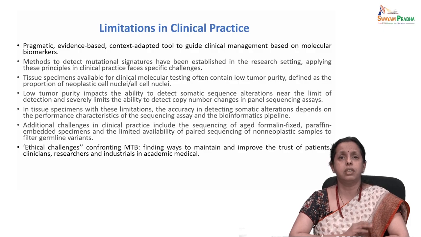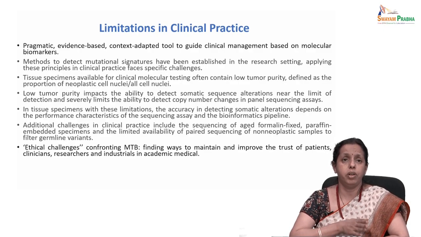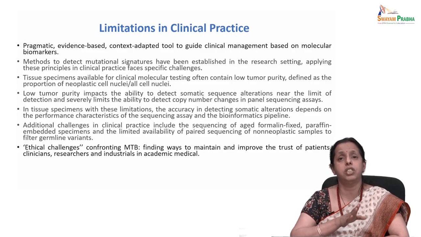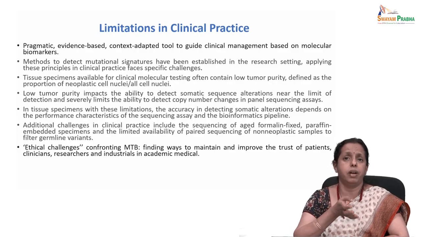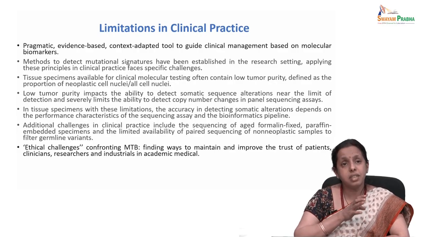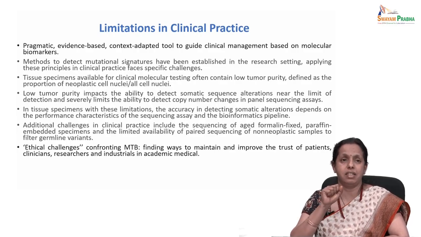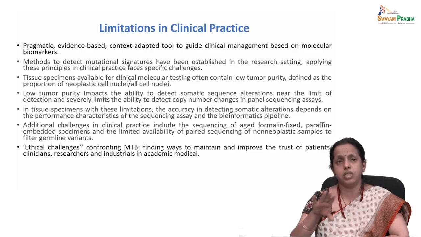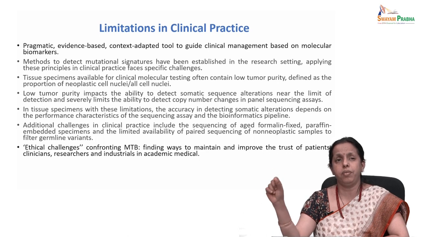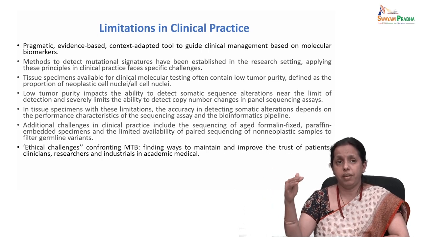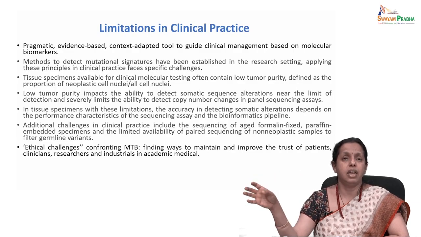Methods to detect your mutational signals have been established in research settings, and of course they have been very well adapted in clinical research also, but still a lot of challenges come into play. For example, for the analysis, you complete an NGS profiling and run the analysis. If the analysis is done even by a small lab technician, can you have a very good authenticated result?